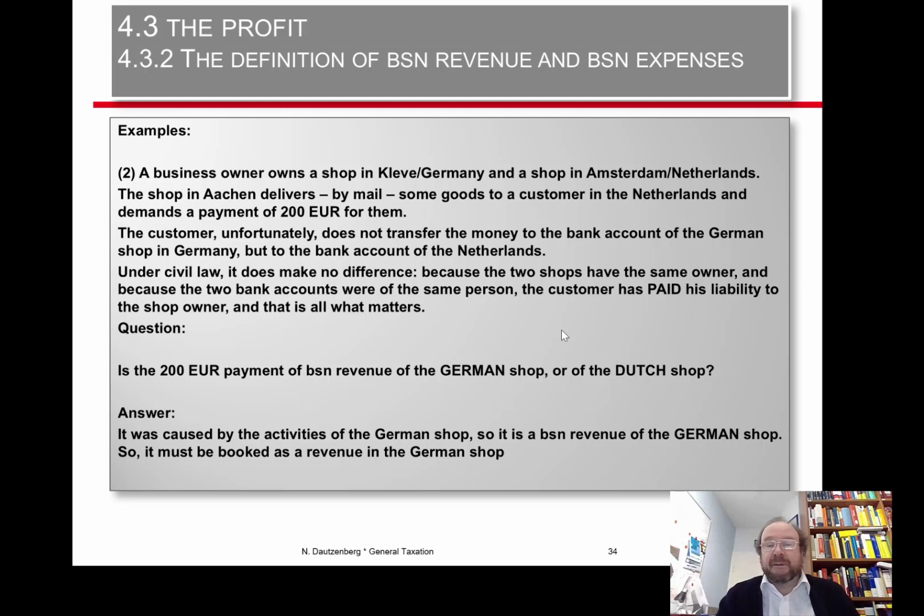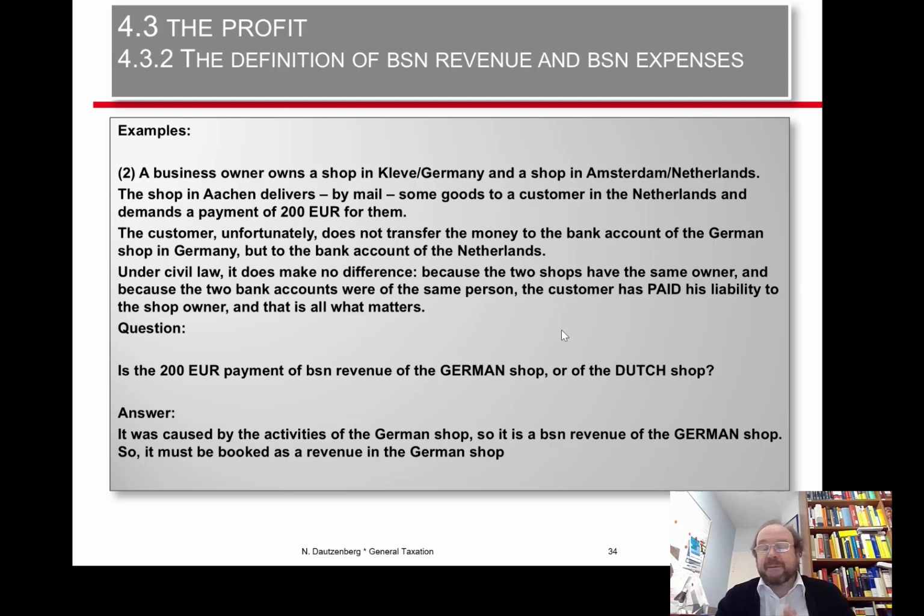A business owner owns a shop in Aachen in Germany and another shop in Amsterdam, Netherlands. Now the shop in Aachen delivers by mail, DHL also, some goods to a customer in the Netherlands and demands a payment of 200 euro for them. Now the customer unfortunately shows himself well informed and does not transfer the money to the bank account of the German shop in Germany, but to the bank account of the Netherlands.